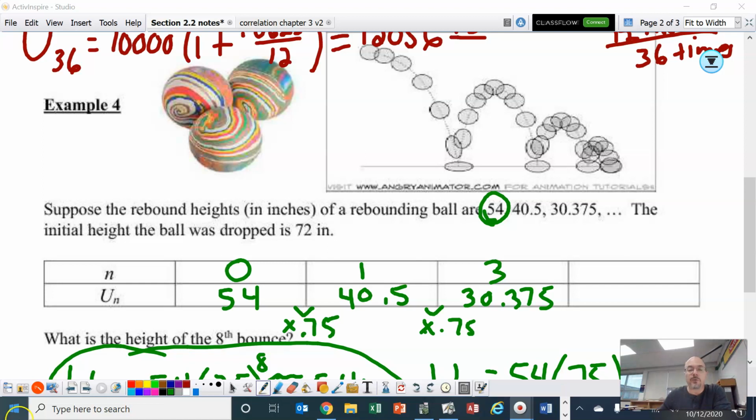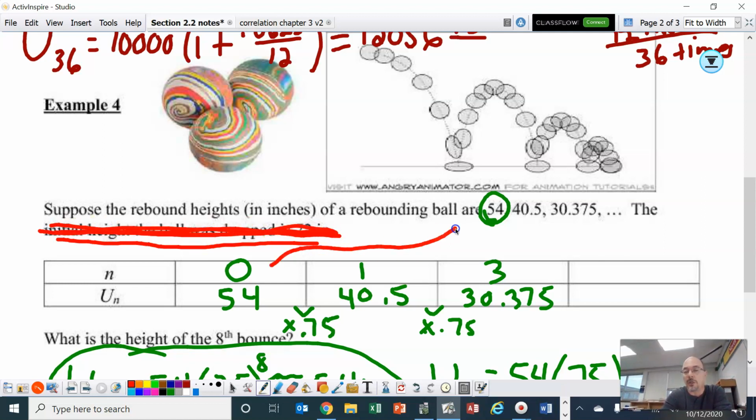Now, I don't know if any of you caught this, but I wanted to point this out. The initial height here was supposed to be 72 inches, but we're going to make believe that you did not see that part if you did. Okay, so we're going to say that the initial amount was 54 inches. So we started off by dropping the ball at 54 inches. If you saw that 72 inches, we're going to make believe that wasn't there. So sorry about that, folks.